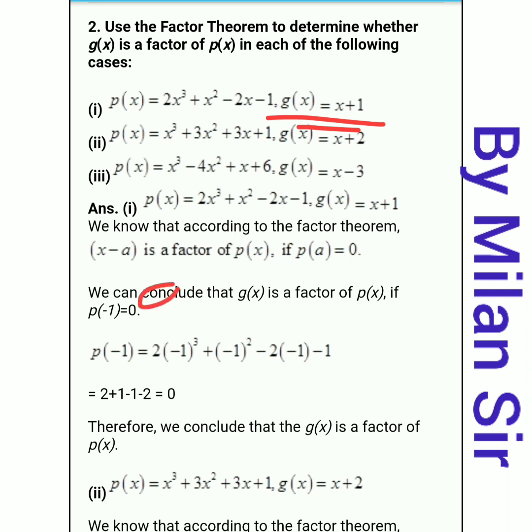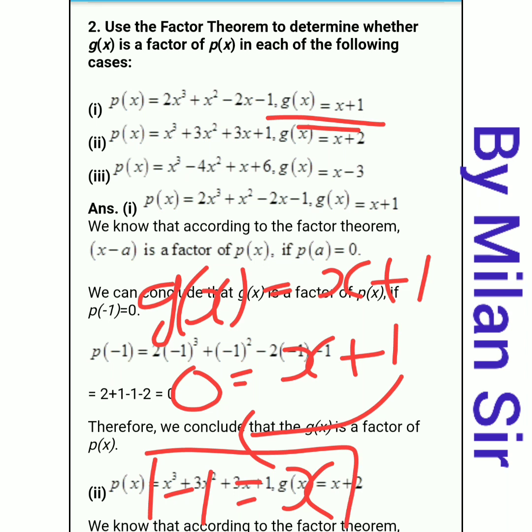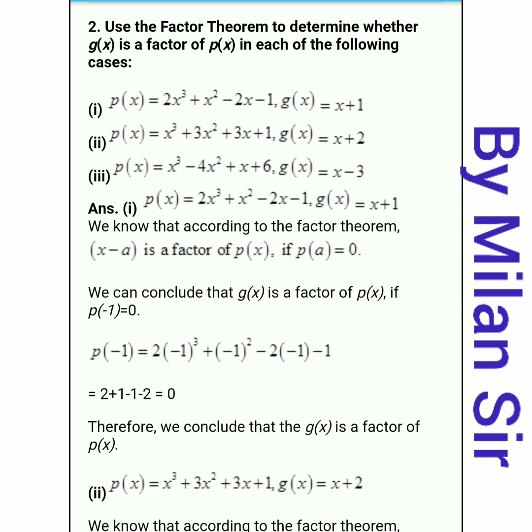Now we need to put g of x equal to 0. g of x is equal to x plus 1, so x plus 1 equals 0. Now transfer this plus 1 to the right hand side. It becomes minus 1. So x is equal to minus 1. Now put this value in p of x. So in p of x, put x equal to minus 1.